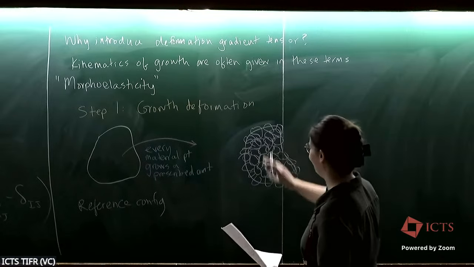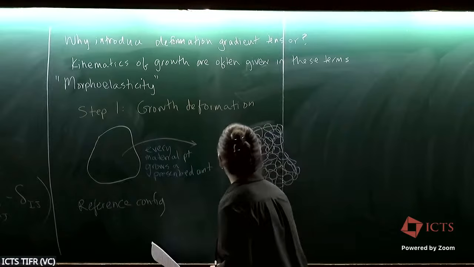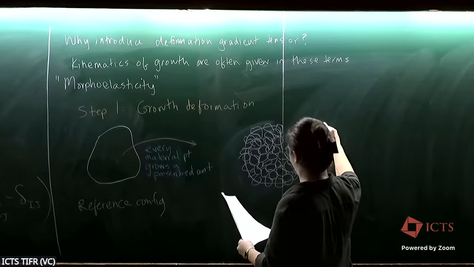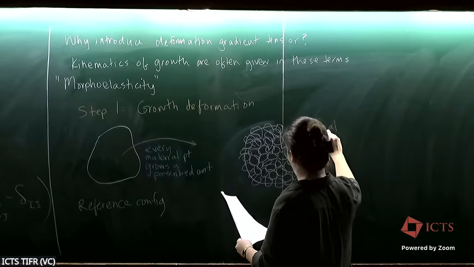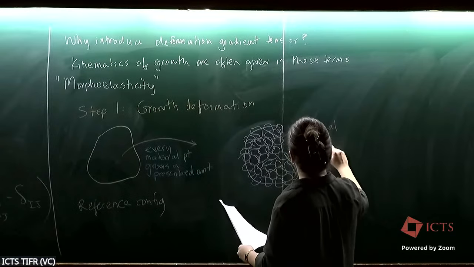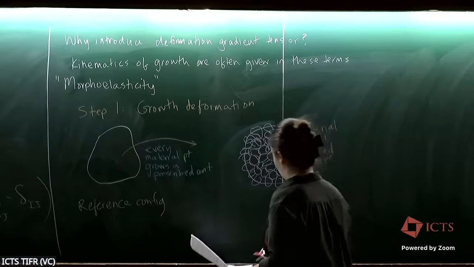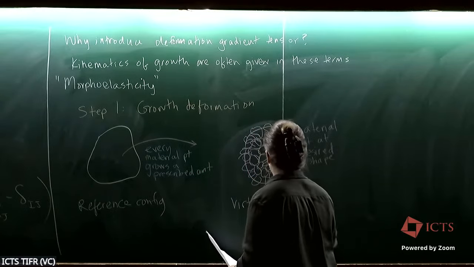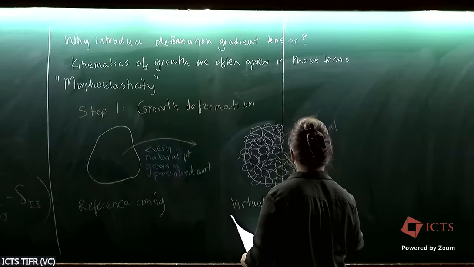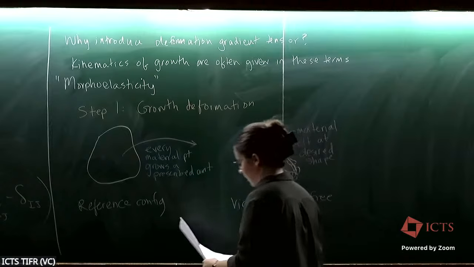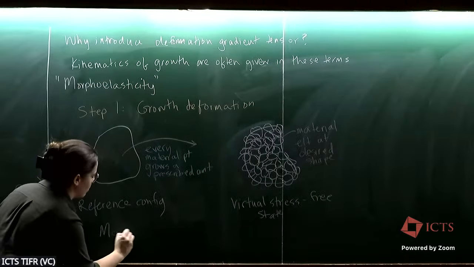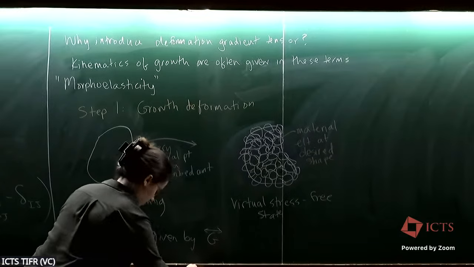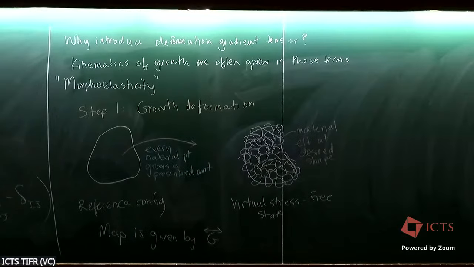So if you want a more artistic version, I suggest you look at the books. So here, again, to emphasize, is a material element at its desired size and shape. And we call this state the virtual stress-free state. And we say that this map is given by a tensor G. So this is this growth deformation.